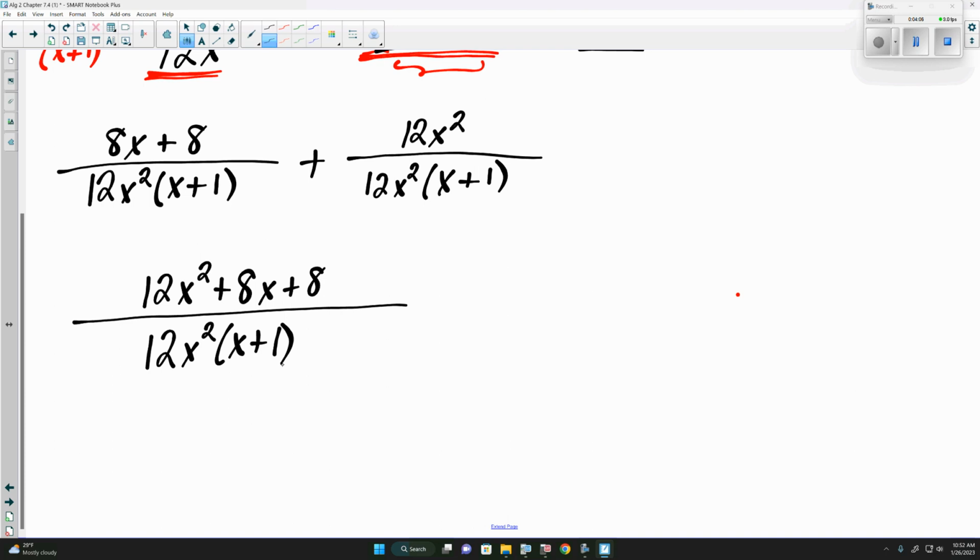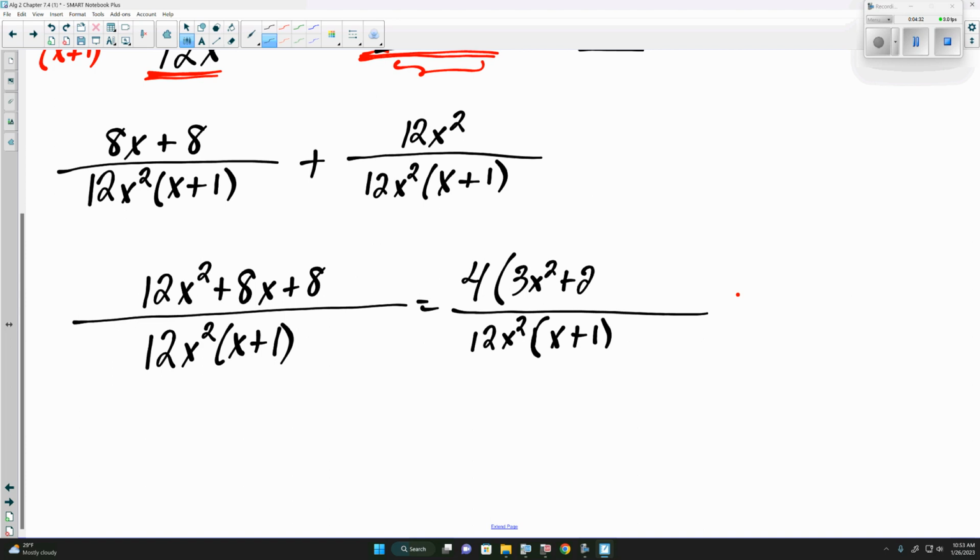So before we finish this one up here, is there a greatest common factor between our three numerators? Is there a number that will go into 12x squared, 8x, and 8? 4, yes? So we can factor that out. If we factor 4 out of 12x squared, we're left with 3x squared. If we factor 4 out of 8x, we have plus 2.